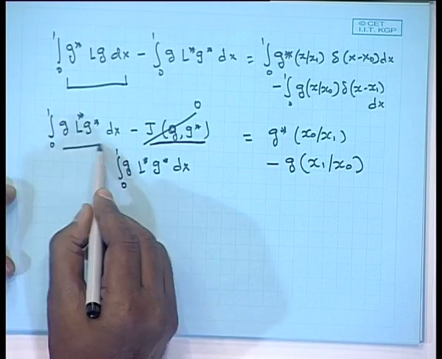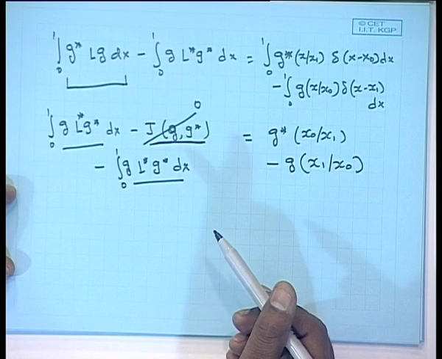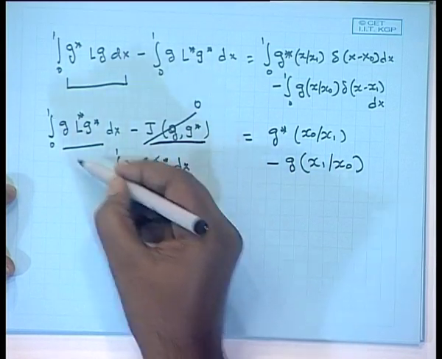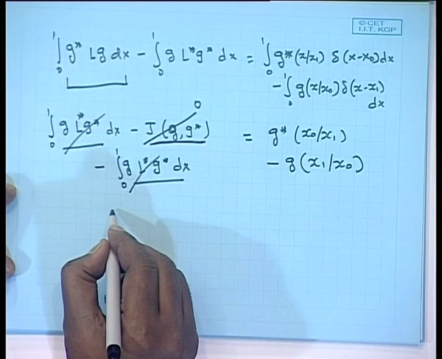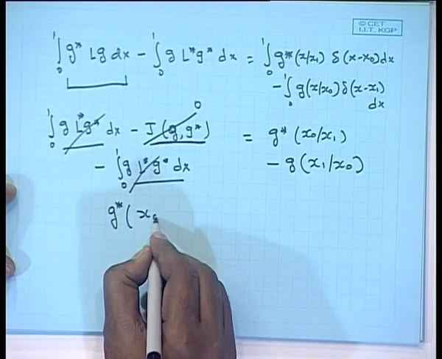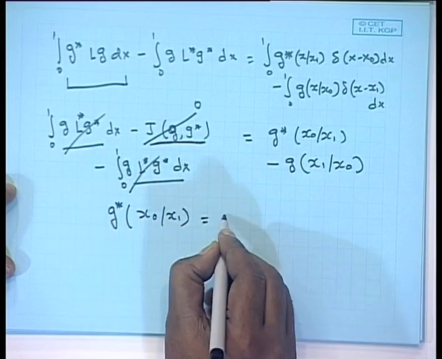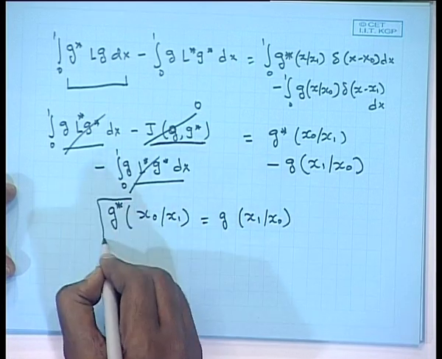And what about these two? These two will be identical integrals, so they will just cancel out: g L star g star, g L star g star. So, the relationship between g and g star is: g star x0 by x1 is nothing but g x1 by x0.